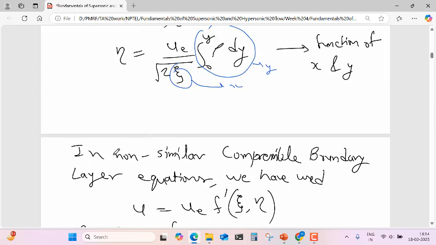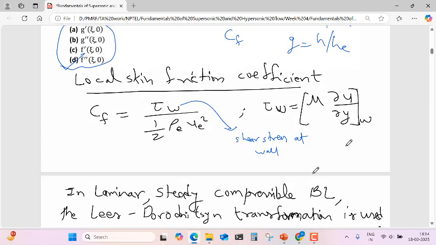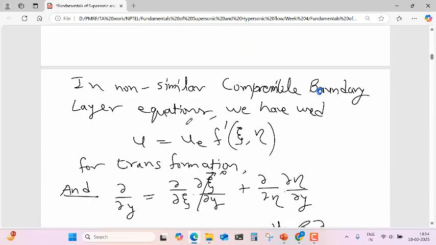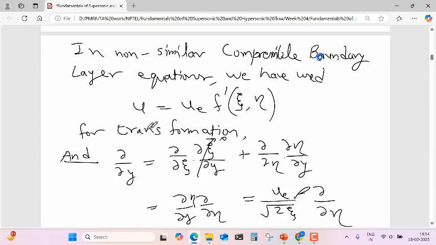In non-similar compressible boundary layer equations, we have used u equal to ue f dash (xi, eta). We are using this because we have to find dou u by dou y at the wall, so we have to use the definition of u and differentiate it with respect to y.